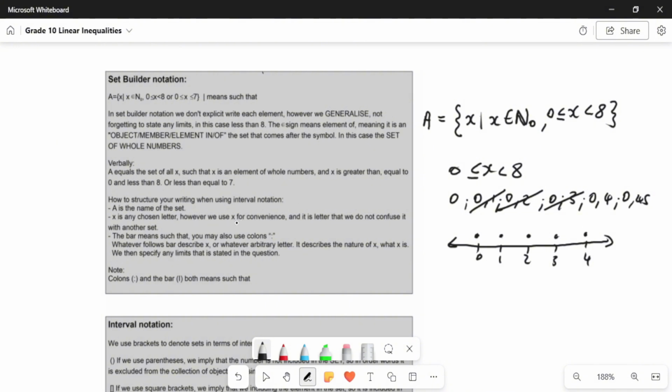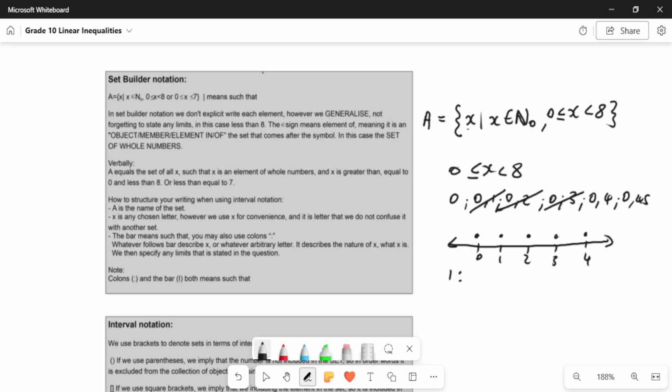However, we use x for convenience, and it is a letter that we do not confuse with another set. The bar means such that. You can choose to also use colons, so it could be a colon. You could do that, or you could use the bar. Both mean the same thing, such that whatever follows the bar describes x, right? Or whatever arbitrary letter you use.